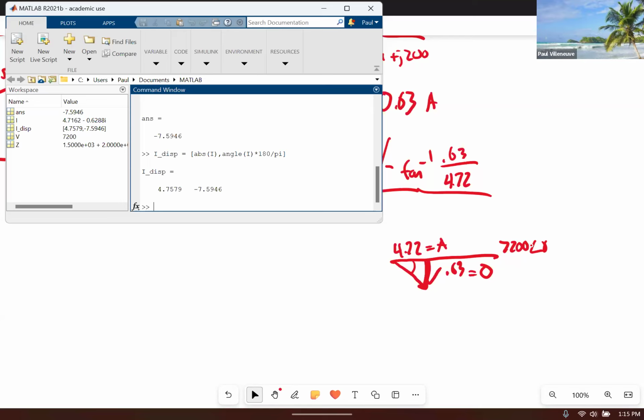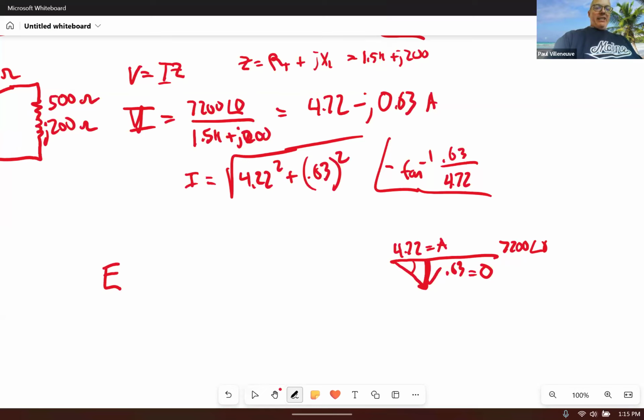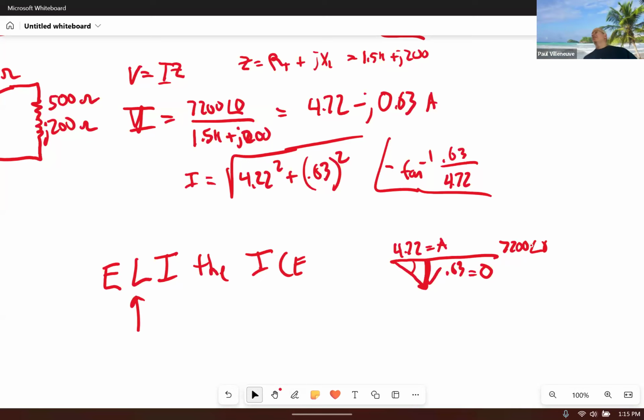Everybody here has had some AC circuits, right? I actually have to do it over here because I've got people in TV land. So Eli the Ice. What this tells me is that L is an inductor, and I see the voltage first before I see the current. Another way to say that is the current has to lag the voltage. Isn't this lagging the voltage?